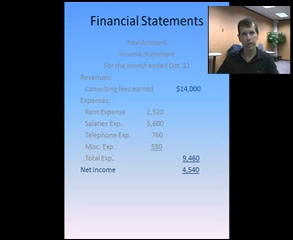So in summary, an income statement just simply shows your revenues, and you could have more than one. In this example, we only had one, but you could have more than one type of revenue. You list all your revenues, you list your expenses, subtract your expenses from revenues, and you end up with net income.